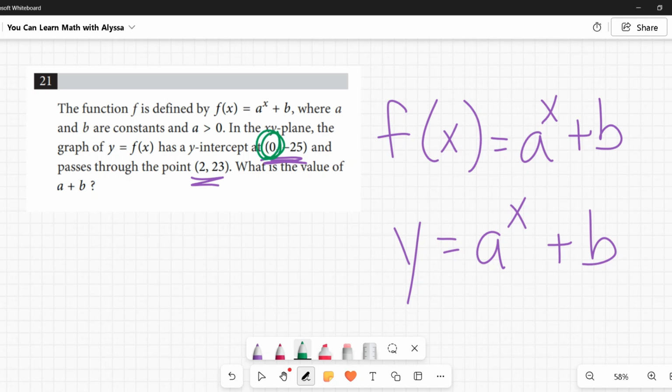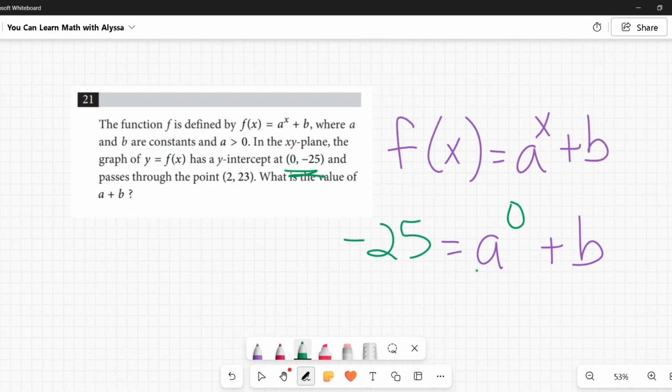Well, anytime there's a 0, I'm intrigued. Zeros have a way of getting rid of things or making things easier when we plug them into equations. So I'm going to plug in a 0 into this equation and see what happens here. So 0 would be my x, and negative 25 would be my y. So does this help me? Oh boy, does it ever.